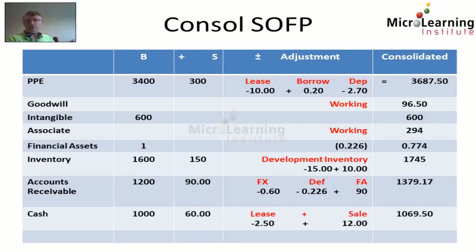So our consolidated accounts receivable comes in at 1379.17. Cash, again we have a lease payment for the operating lease in terms of cash, and we also have receipts in terms of the sale of that leased asset prior to the lease back. So the cash consolidates at 1069.5, giving us a total asset side of the balance sheet at 8872.4.